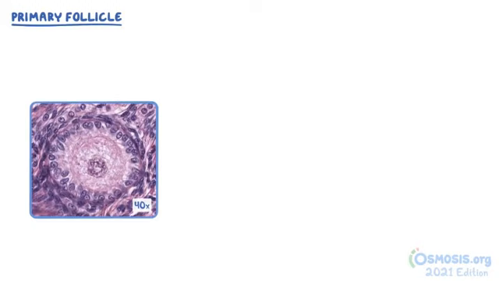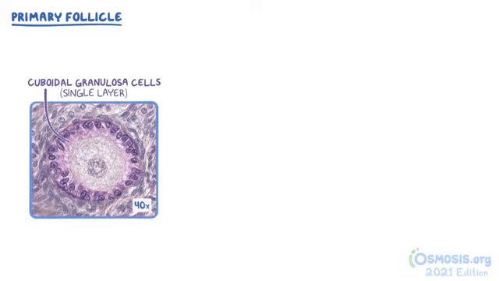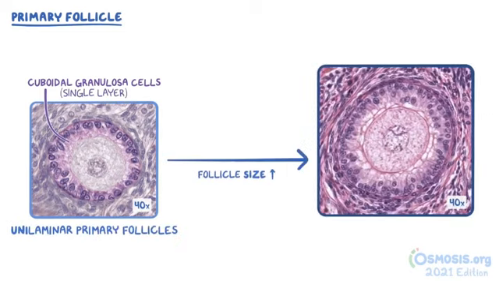When a primordial follicle continues developing, the next stage of follicular development is called the primary follicle. At this stage, the outer follicular cells from the primordial follicle have transformed into cuboidal granulosa cells. At first, the granulosa cells only form a single layer of cells, so these follicles are called unilaminar primary follicles.